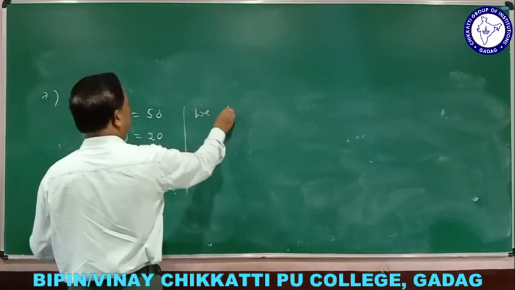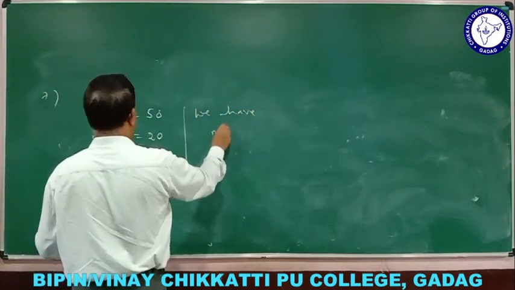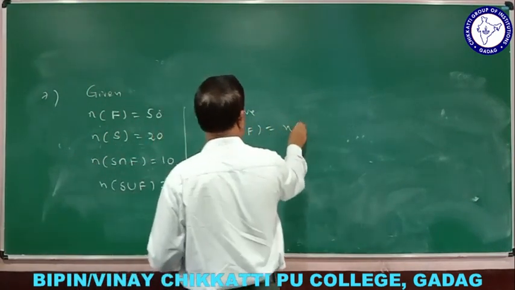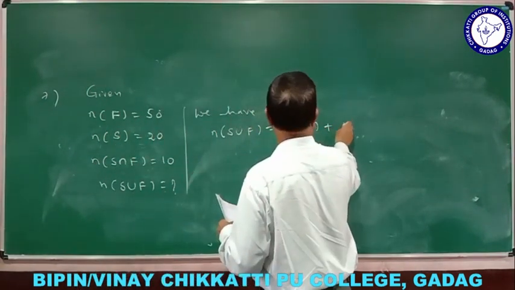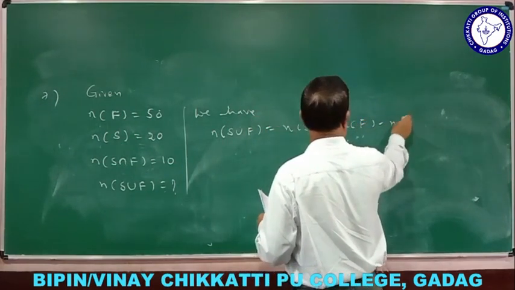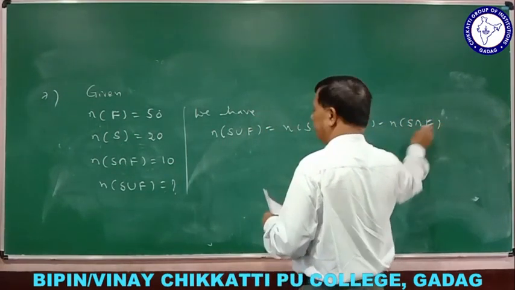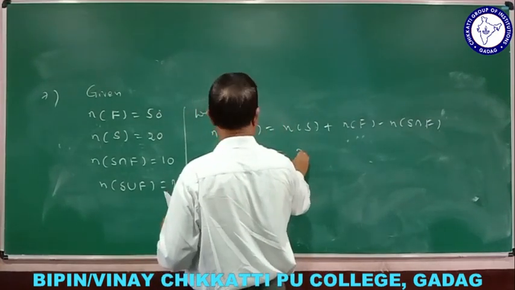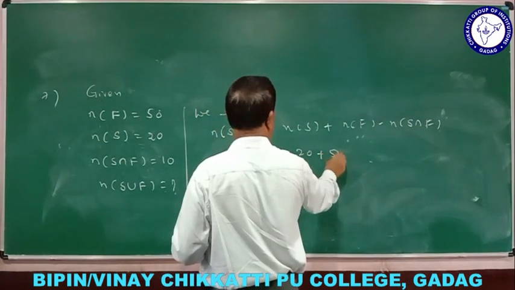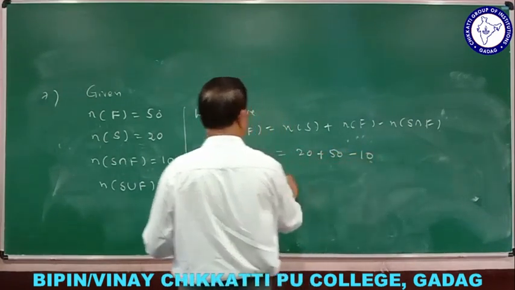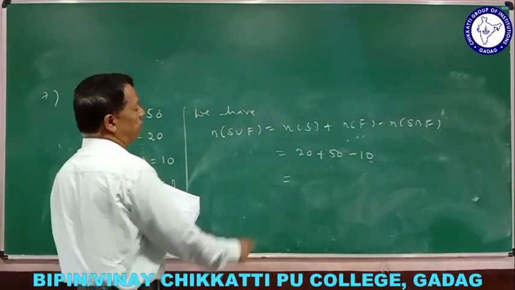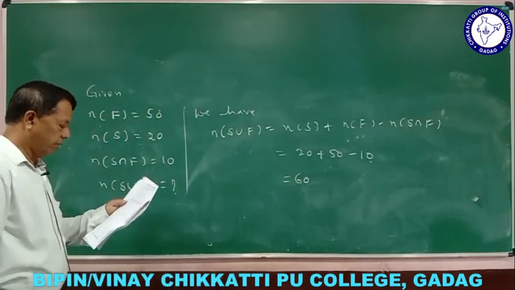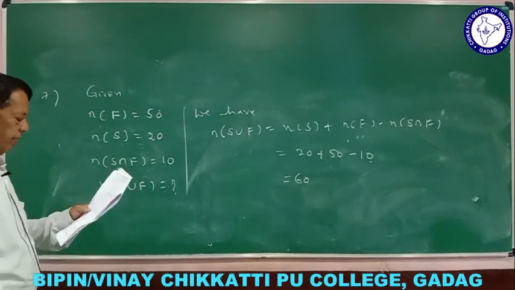What is the formula? You see that N of S union F is equal to N of S plus N of F minus N of S intersection F. So what is N of S? 20. N of F is 50, and here 10. So 50 plus 20 is 70, 70 minus 10, how much do we get here? 60. You have got it. So the answer is 60.